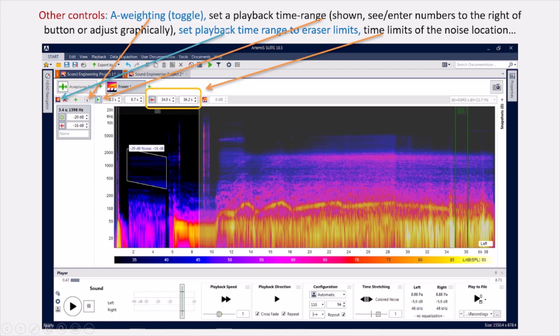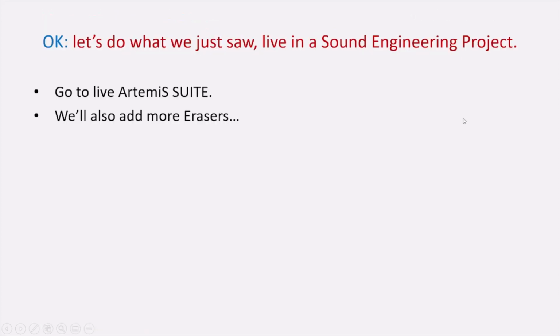We can set the playback time range to the eraser limits. You can set a playback time range, and it can be the same as the beginning and ending of the eraser. If you choose this button, you can then set the time limits of the noise location by the numbers, as I mentioned, or graphically. So let's do what we just saw live in a sound engineering project.